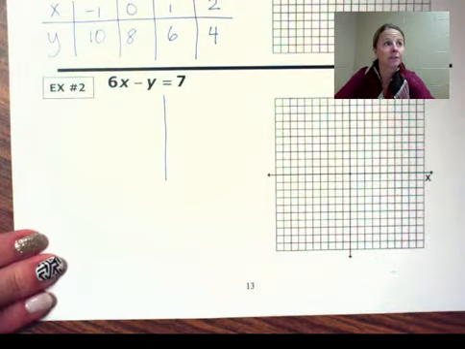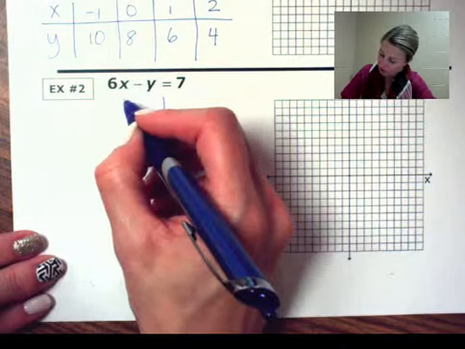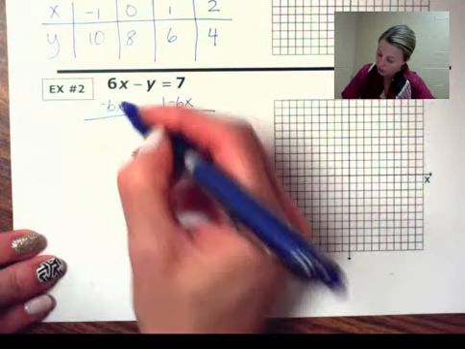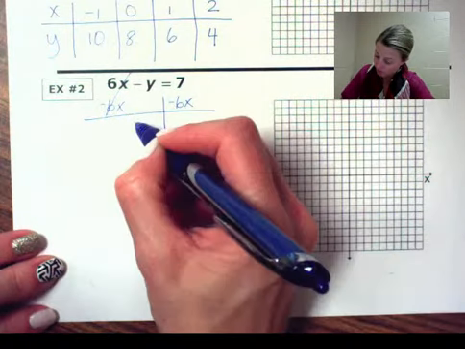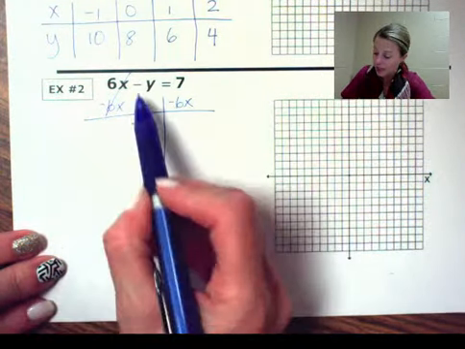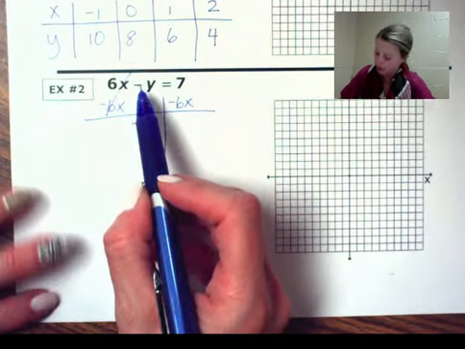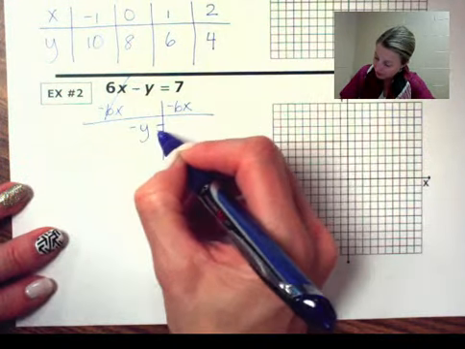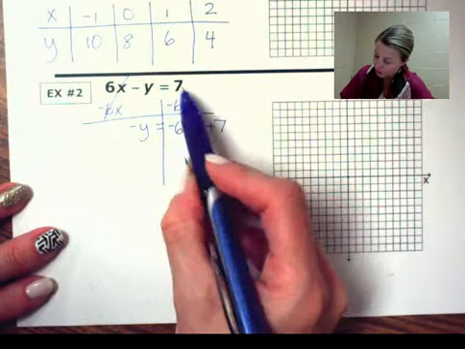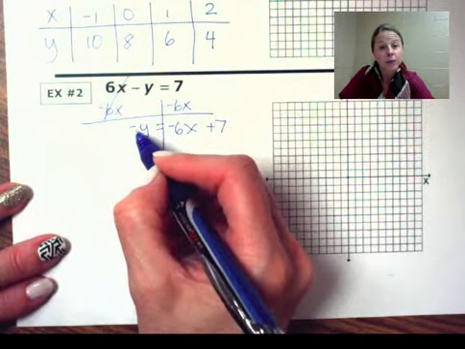Okay, next one. Step 1 is to solve for y. So you need to take away 6x from both sides. When you do that, those cancel out. So I'm going to bring down that negative y. Don't forget, that is a negative sign and a subtraction sign. So that is going to equal negative 6x plus 7. I'm going to write my x term and then my 7. Now that's a negative 1 right there.